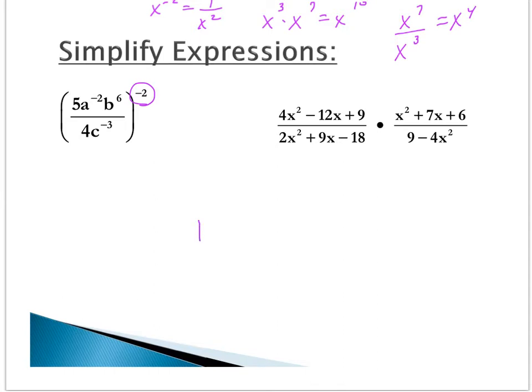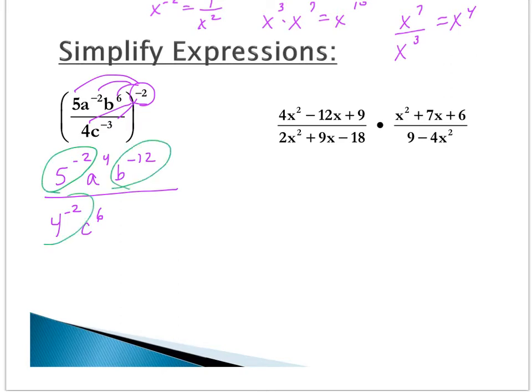Alright, so what I would do here is distribute this negative 2 power to all terms in my problem. That would give me 5 to the negative 2, 8 to the 4th, b to the negative 12, over 4 to the negative 2, c to the 6th. Then at this point, I would identify every term that had a negative power, and I would move those terms to the other side of the fraction. The terms with positive powers stay put.